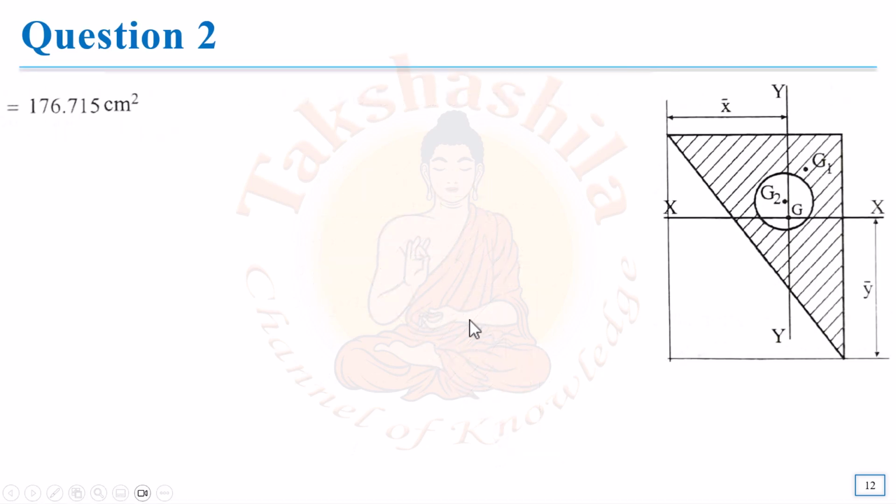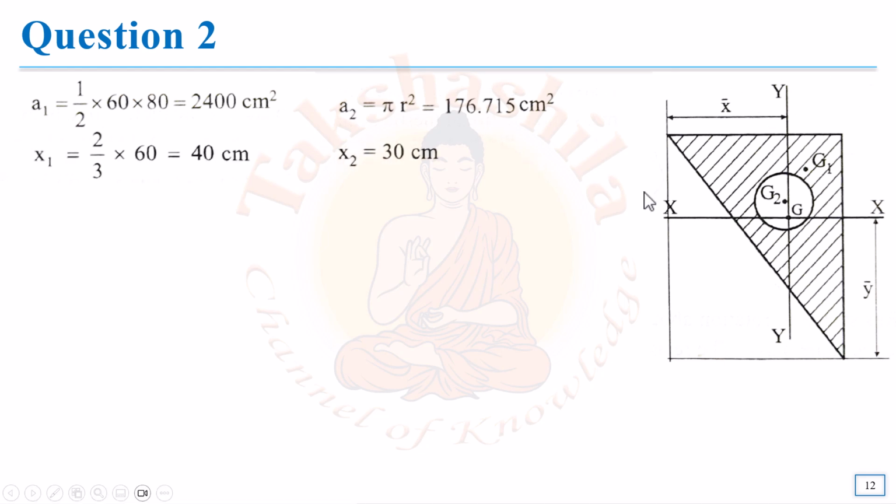Now going back, we have A1 and A2. A1 is the area of the triangle, which is half into total length of the base into total length of the height, that is 60 into 80. A2 is the area of this circle, which is pi r square. So when you substitute the values, you will get it as 2476.715 centimeter square.